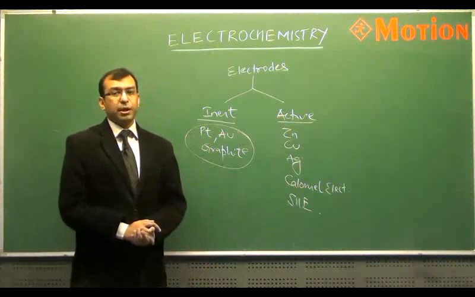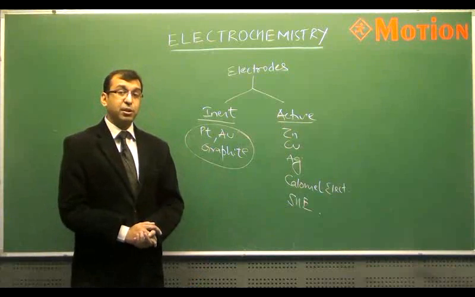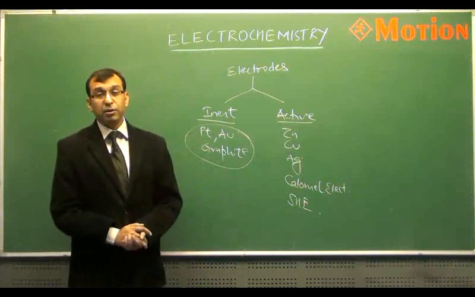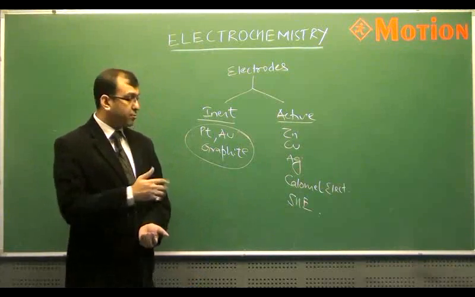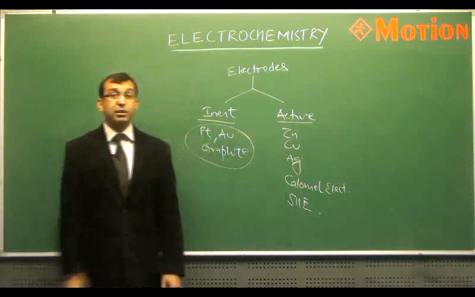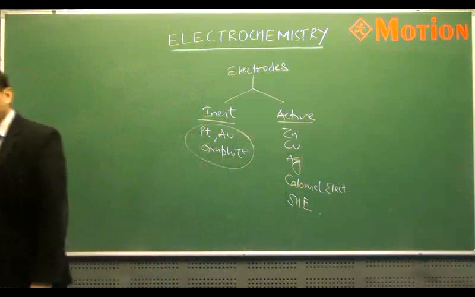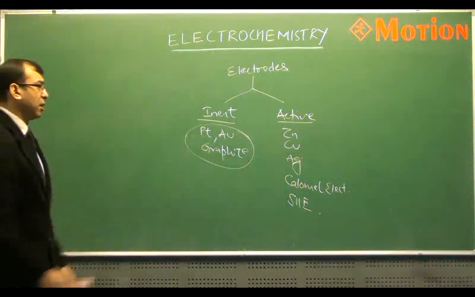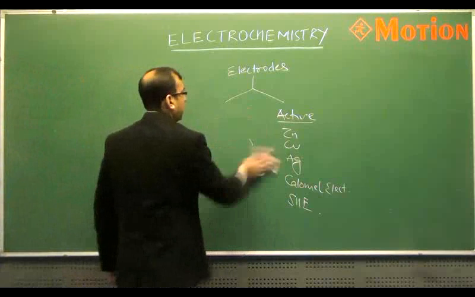So if active electrodes are there, we need to reconsider the preferential discharge theory. We need to again discuss the things. I am taking one case where I am going to electrolyze aqueous NaCl using an active mercury cathode. This is a calomel cathode. Then what will happen?